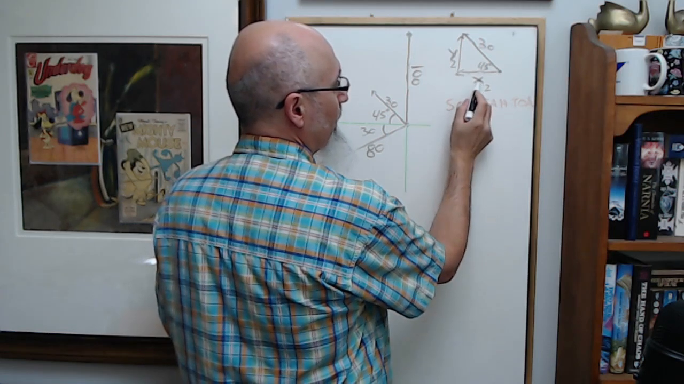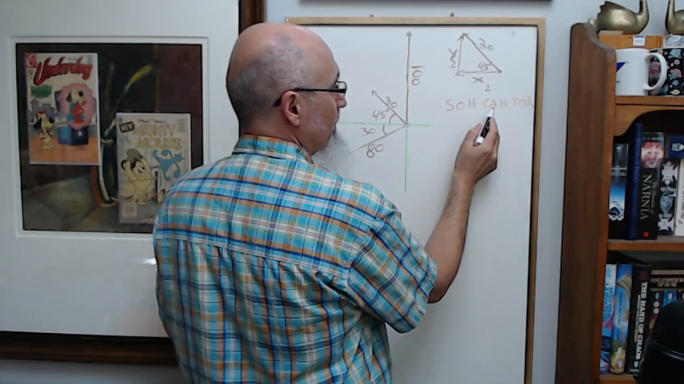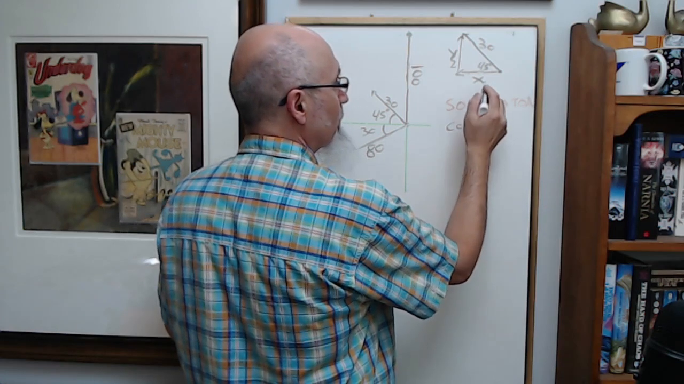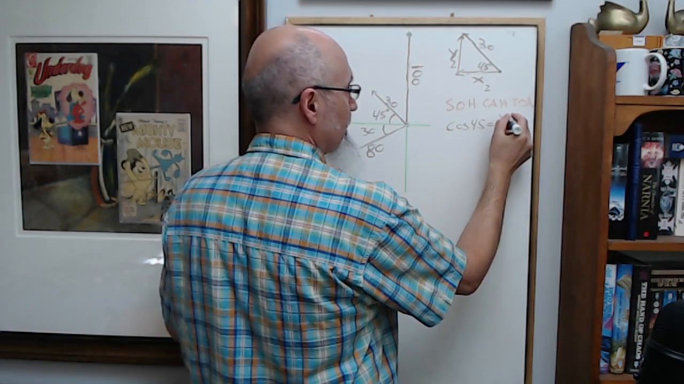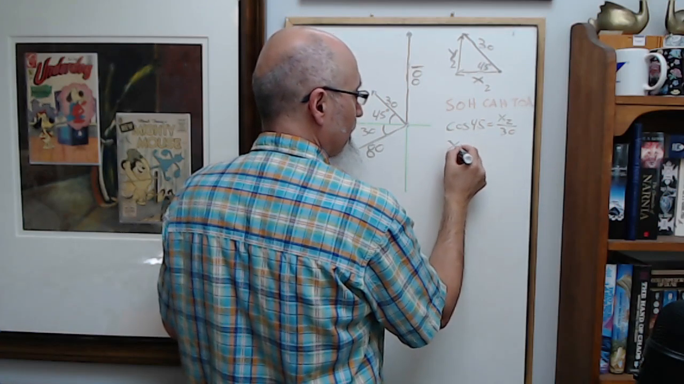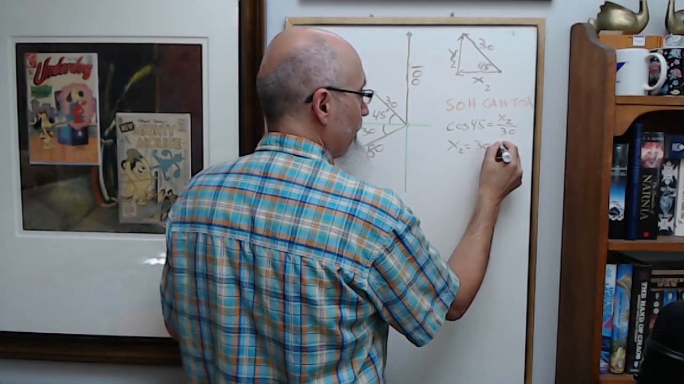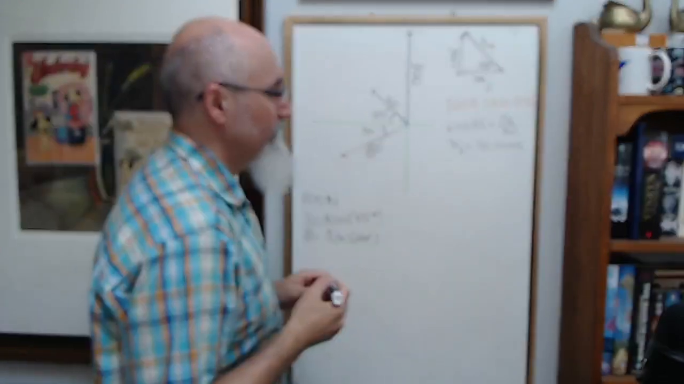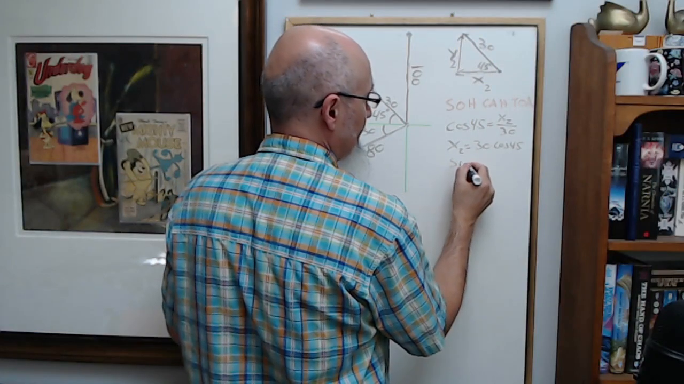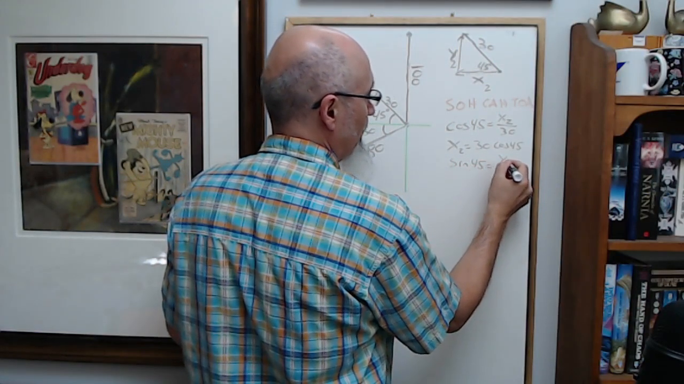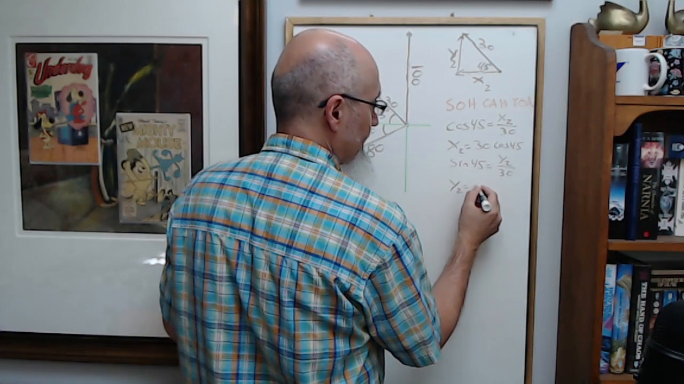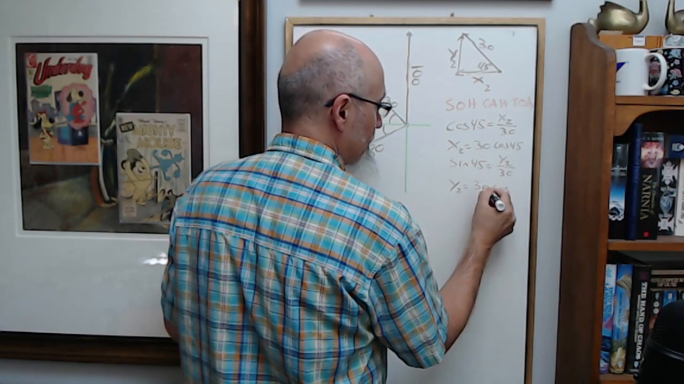If you're going to look for this, that's adjacent to 45 degrees. So you're going to use cos of 45 is equal to adjacent, which is x2, over 30. So x2 is going to be equal to, cross multiply up, 30 cos of 45. If you want to find out the y component, you're going to go sine of 45 is equal to y2 over 30, cross multiply.